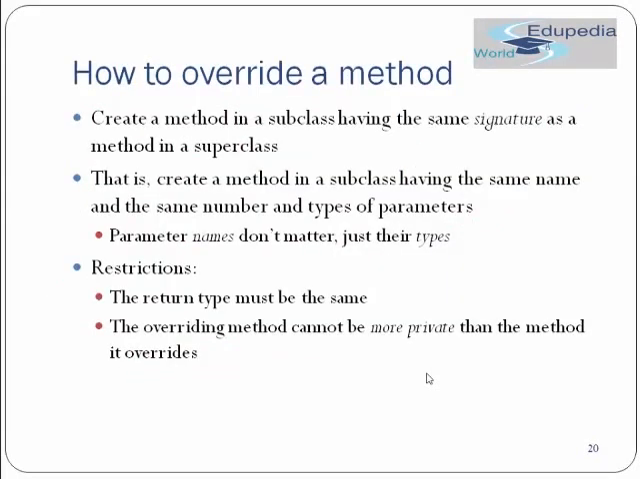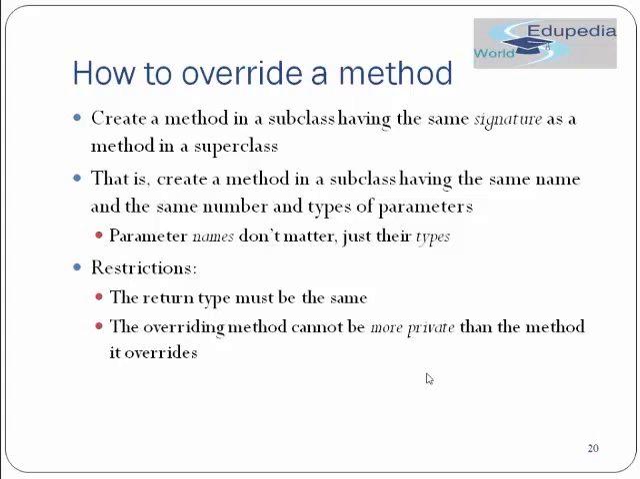How to override a method? Create a method in the subclass having the same signature as the method in the superclass. That is, create the method in the subclass having the same name and same number of parameters. Parameter names don't matter, just their types, and the restriction is that the return type must be the same. In overloading, it doesn't matter whether the return type is the same or not, but in overriding, it does matter that the return type must be the same. Only the signature part can be changed, meaning the number of parameters or the types of parameters.